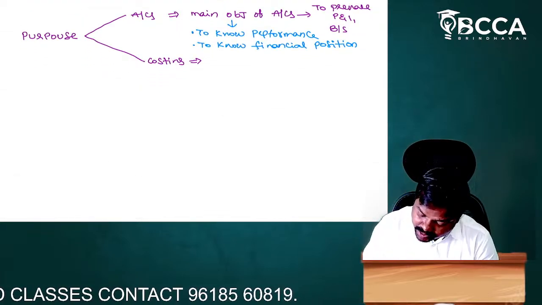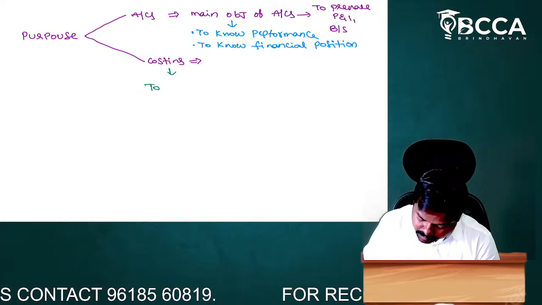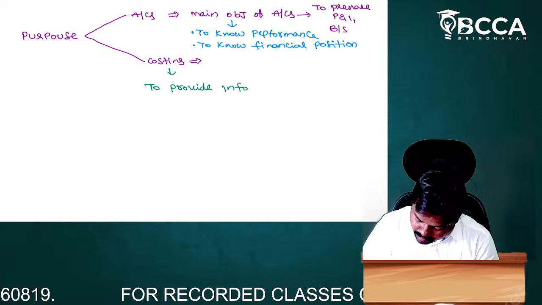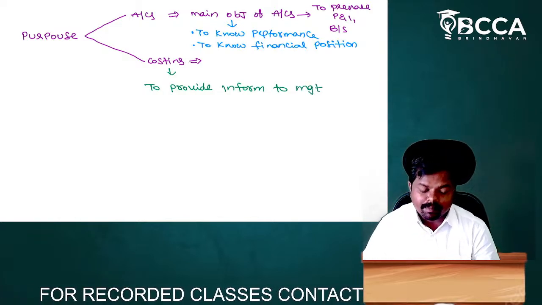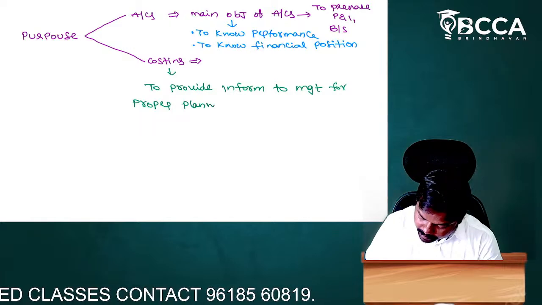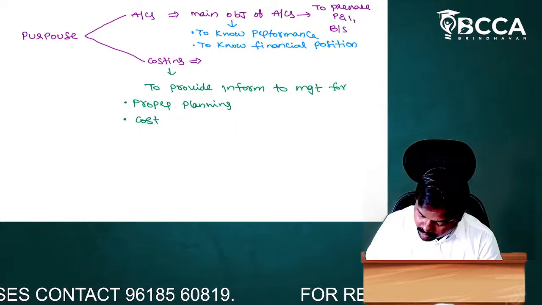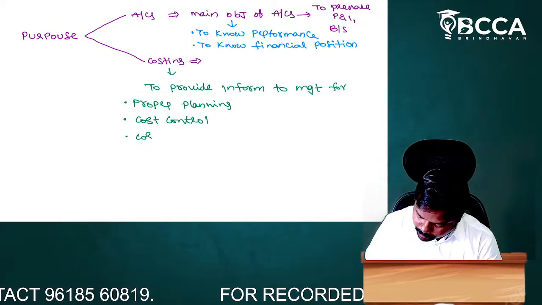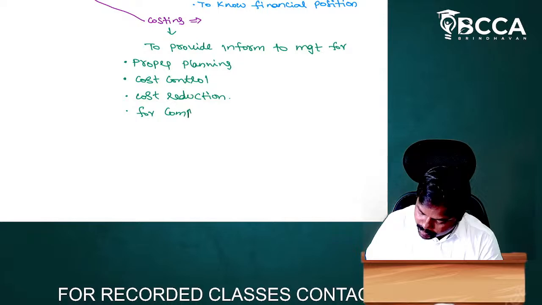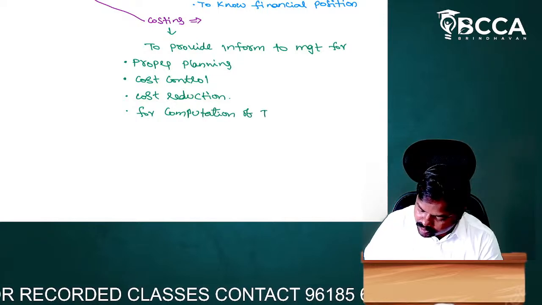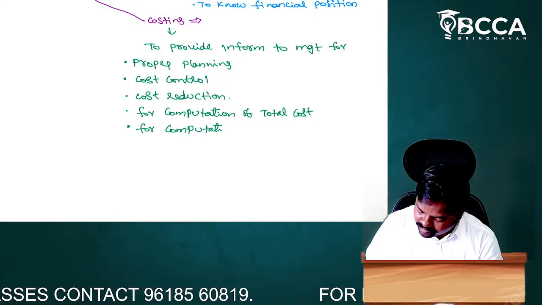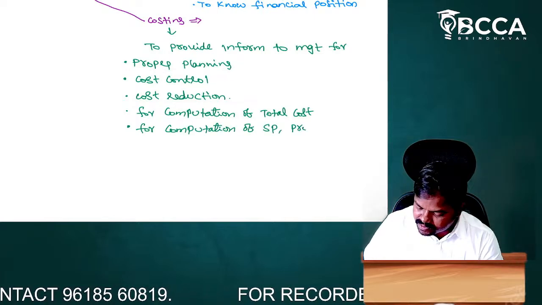Next, what is the main objective of costing? To provide information to management for proper planning. Number one. Next, for the purpose of cost control, for the purpose of cost reduction. Next, for computation of total cost. Next, for computation of selling price as well as profit.